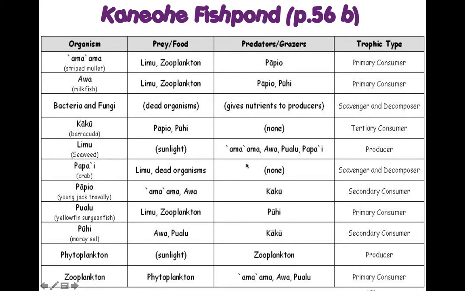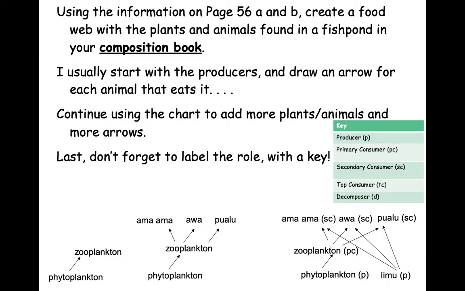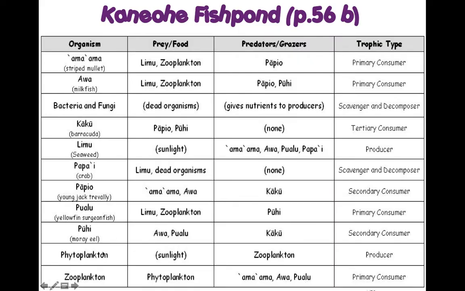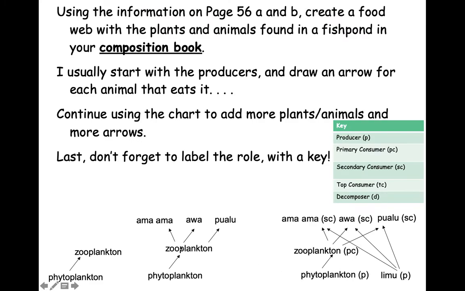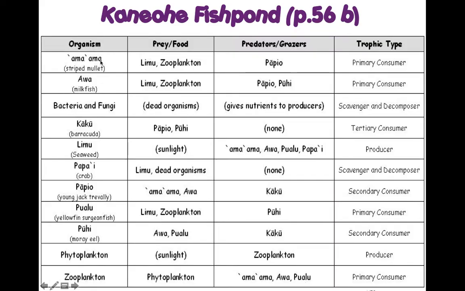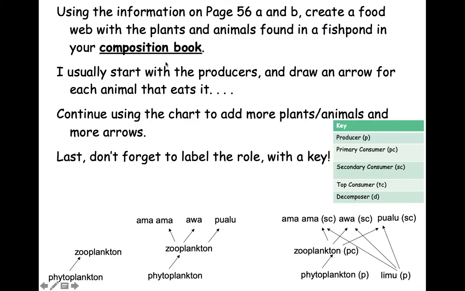So how do we do this? In your composition book, you can draw it out. I would start with the phytoplankton, go to the zooplankton, right? From there, the zooplankton gets eaten by three things. So over here it says zooplankton gets eaten by ama, ava, and poalu. So I put the ama, ava, and poalu. And then from there, you choose maybe the ama. So let's see, what does the ama eat? Ama eats limu and zooplankton.